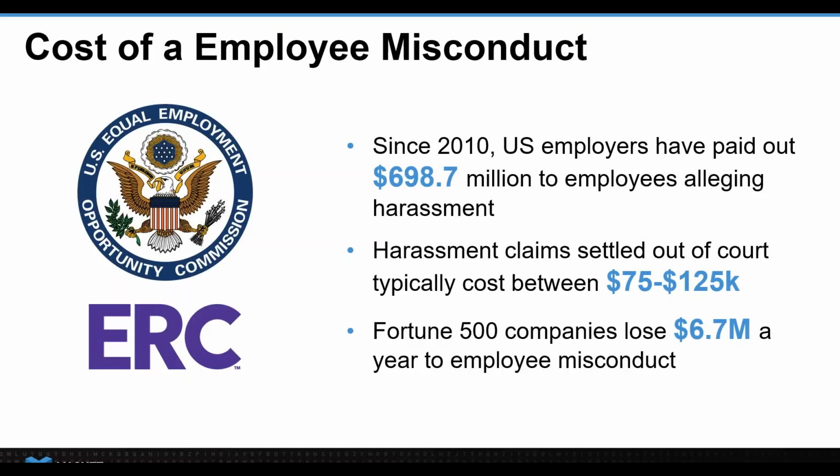The ERC, which is an HR society based in Ohio, has estimated that Fortune 500 companies are losing on average around $7 million to employee misconduct. And this includes things like missed time and loss of productivity. There are a lot of things that go into this equation. And basically, if this is all happening, you really need to have the tools to find out what's going on inside your company.